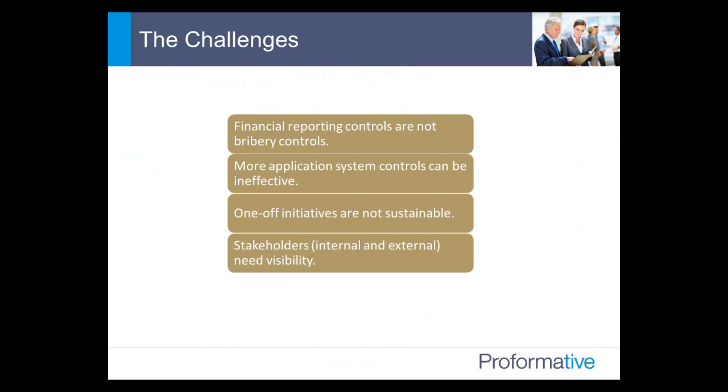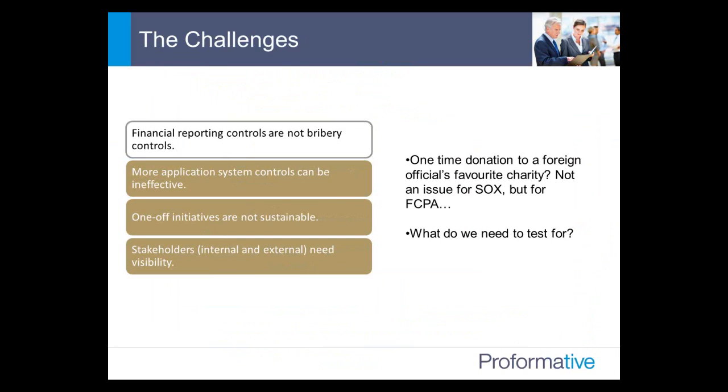The first of these challenges was that financial reporting controls are not bribery controls. By now, most organizations have a fairly robust control environment around their financial reporting because of SOX. But consider that one-time donation to the favorite charity of a government minister of Made-Up-istan. It's really not an issue for SOX, because as long as that transaction was recorded and reported properly, it's not an issue. But for the FCPA, it is an issue. So it's a different set of controls that are used for anti-bribery, anti-corruption as opposed to SOX.